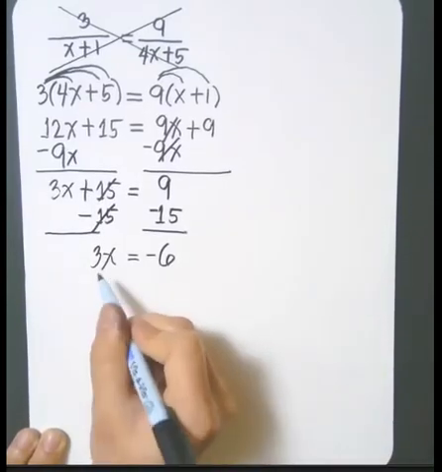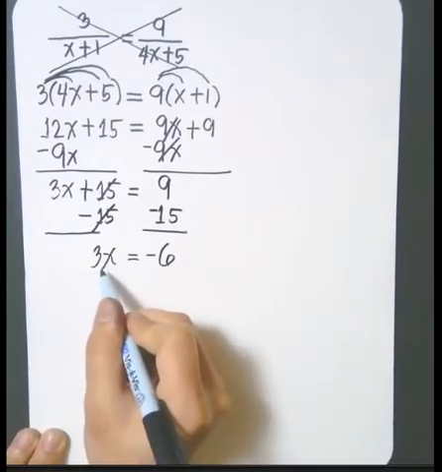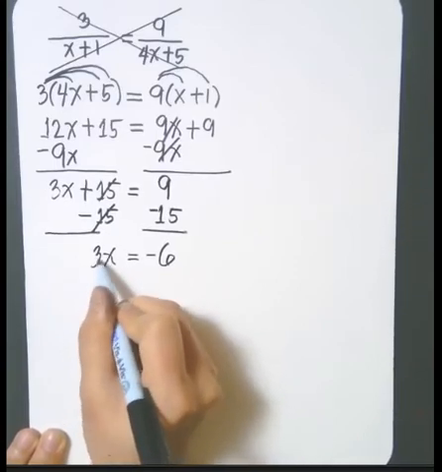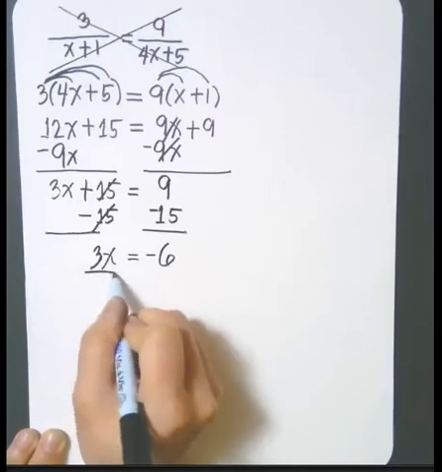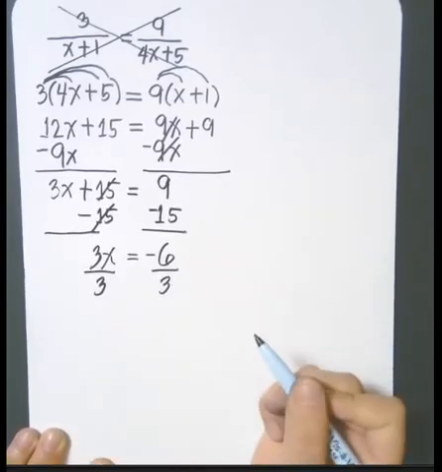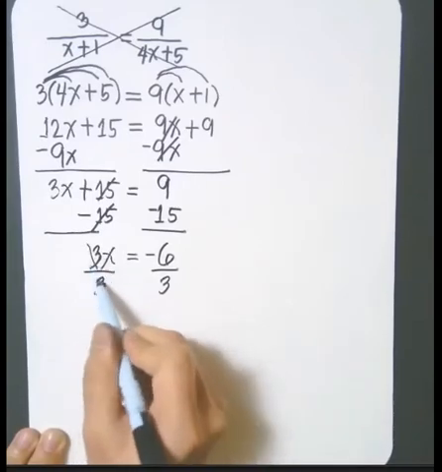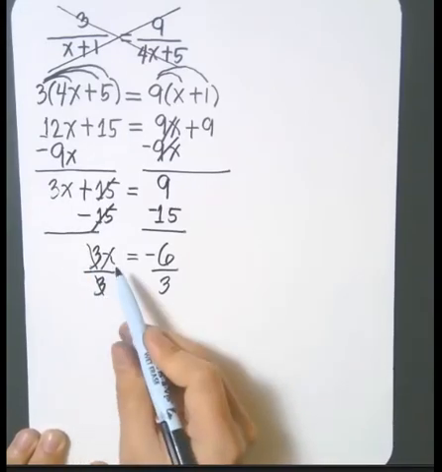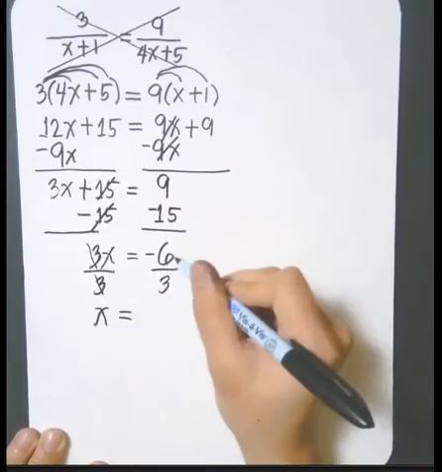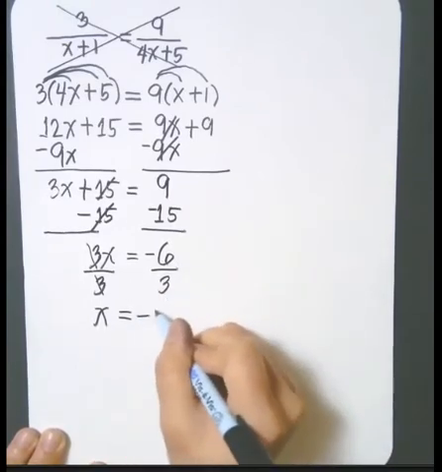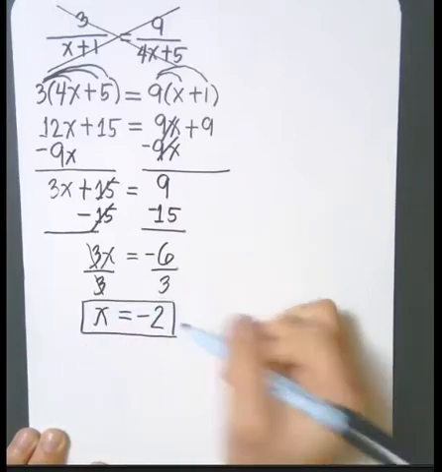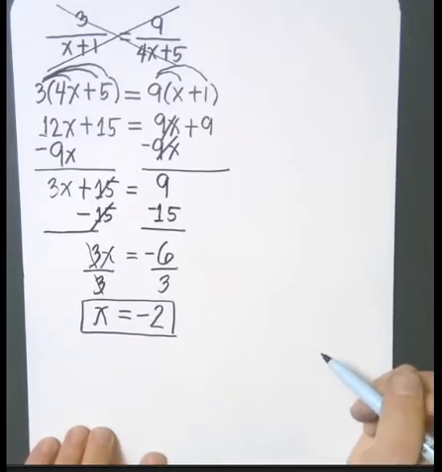Next, solve for the value of x here. What will we do to get rid of the constant 3? We need to divide both sides of our equation by 3. Because 3 divided by 3 is equal to 1x, or simply write x equals negative 6 divided by 3, which is negative 2. And this is now the value of our solution.